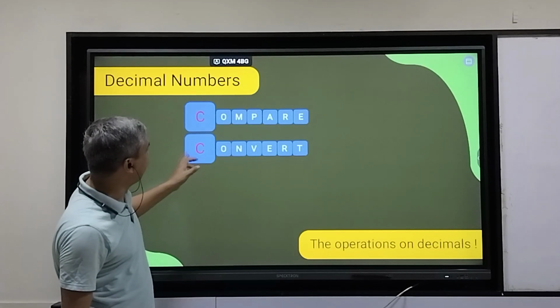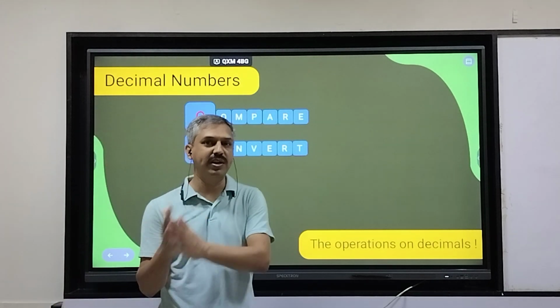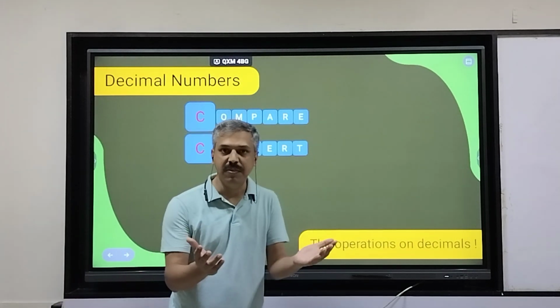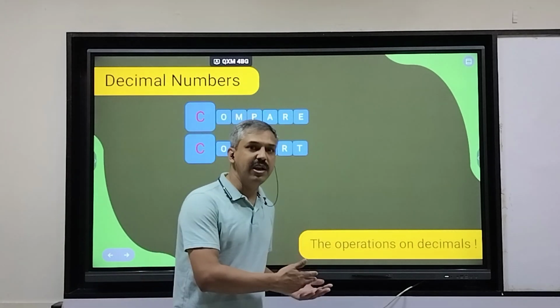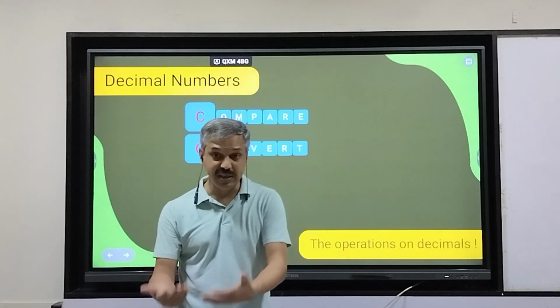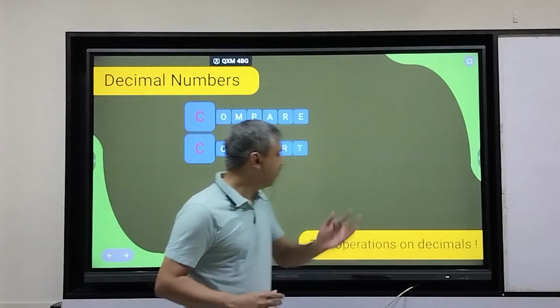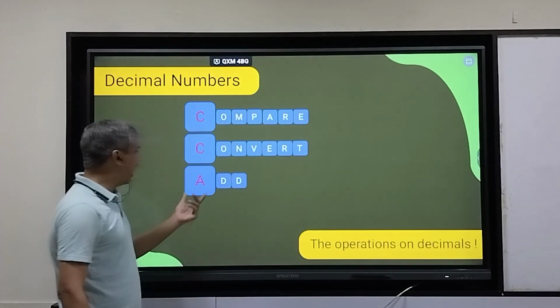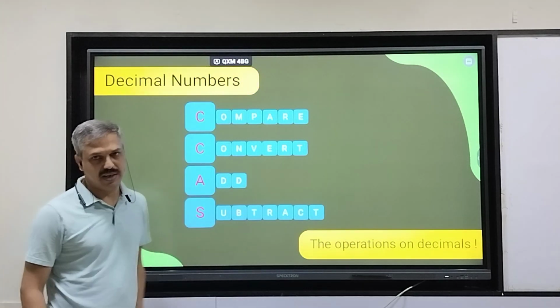The first operation we perform is compare. We'll compare two or three decimal numbers. The next operation we perform is convert. We'll convert the decimal numbers from one form into another form. Like, let's say there is the length of an object. If that is in centimeters, we'll convert that to meters. Or if the length is given in meters, we'll convert that to centimeters. So there are conversions that we'll do in this. Next is we'll add the decimal numbers. And finally, of course, when we add, we know we'll subtract as well.